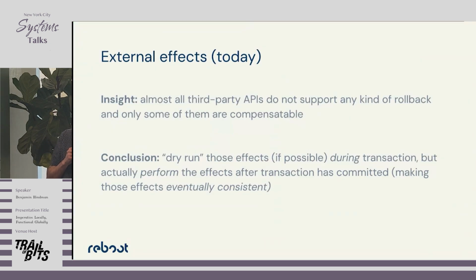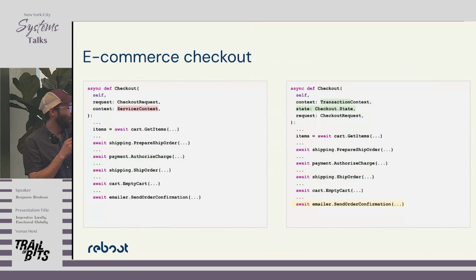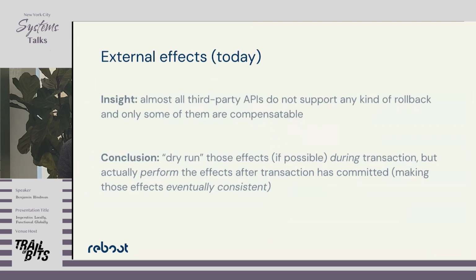I'm so glad you asked that question. One of the big questions is, okay, this is great when this is all within my own system. But what happens when I'm using some external email service that I'm trying to send to, and I've got external effects? What do I do then? The insight is that almost all third-party APIs that we're calling out to do not support any kind of rollback, and many of them are not compensatable. Those are the two things you need to deal with not having partial state updates. So the conclusion for Reboot is that for external systems, you will not have strong consistency. The best you can most likely have is eventual consistency.